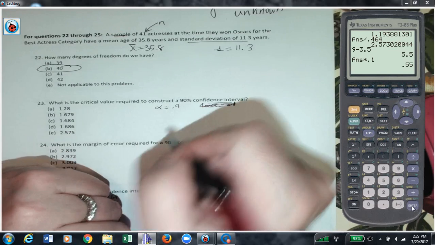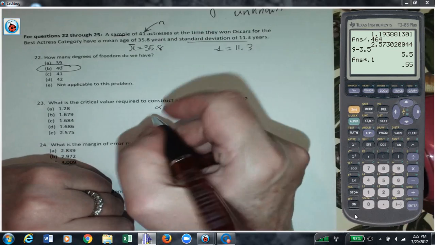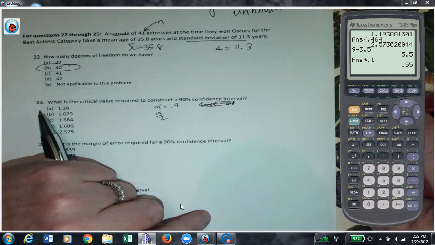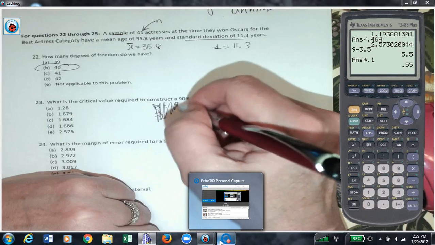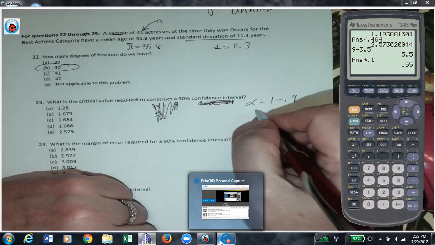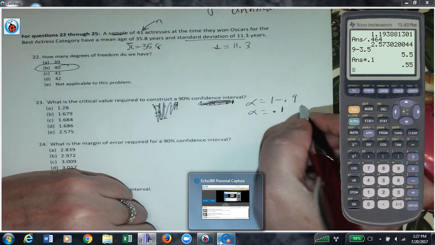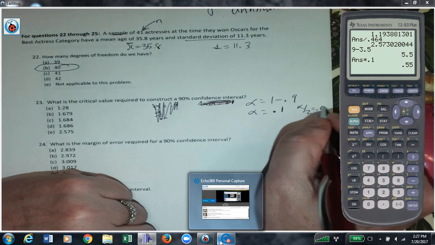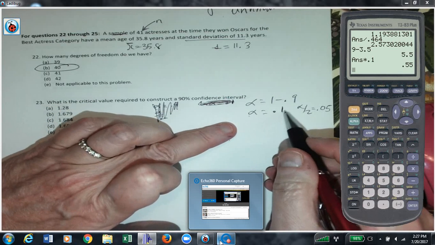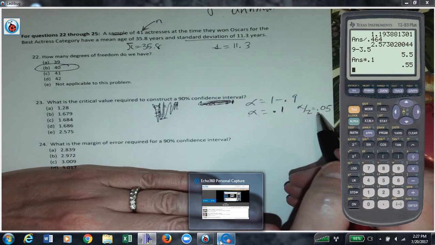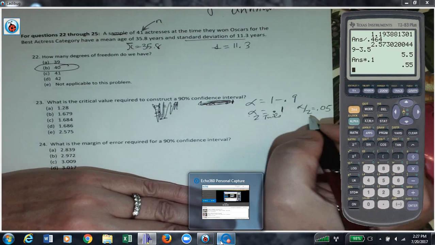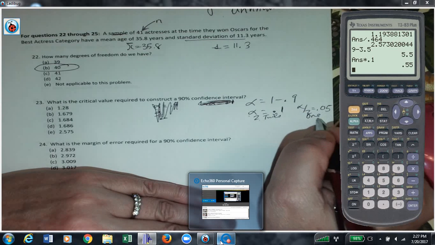Alpha is 0.9. And alpha over 2... let's start over again, shall we? I'm getting tired. Alpha is 1 minus 0.9. Alpha is not 0.9, sorry. Alpha is 0.1. So alpha over 2 is 0.05. So the total area in two tails is 0.1, or the area in just one tail is 0.05.